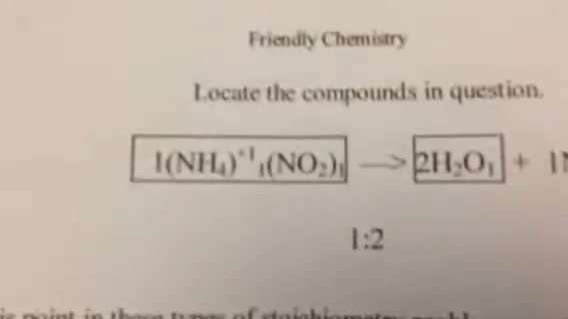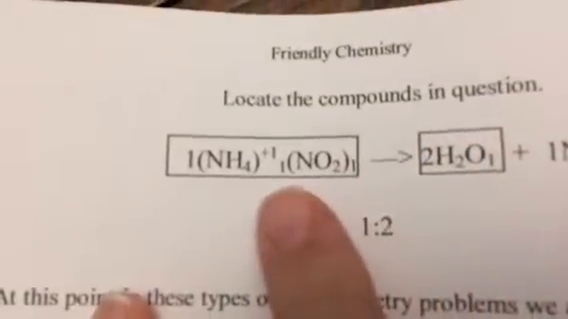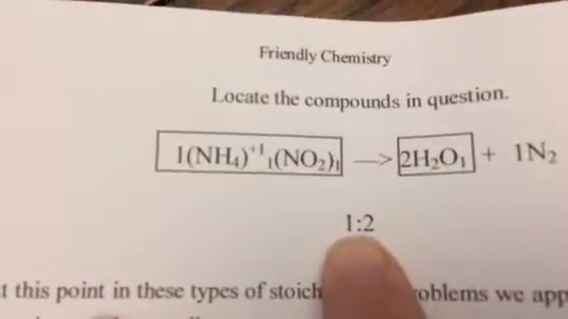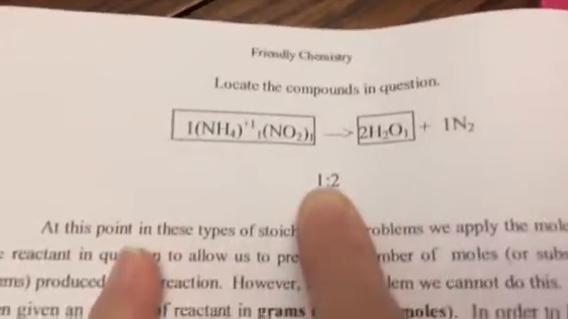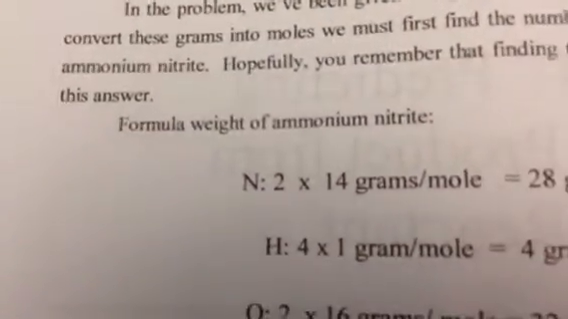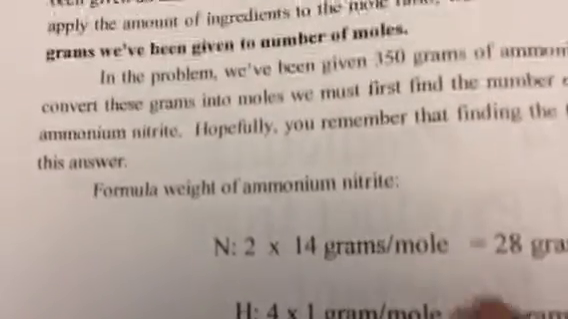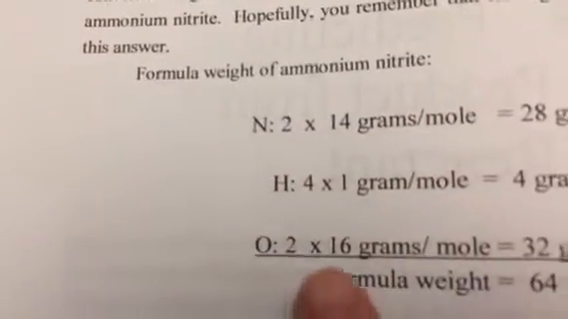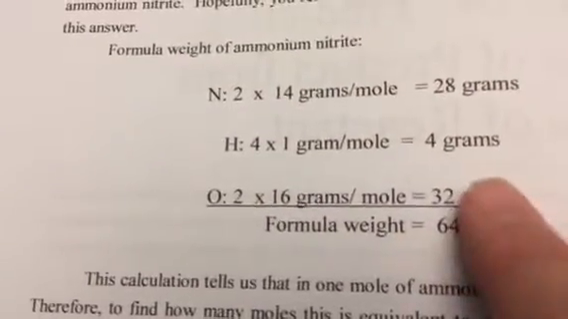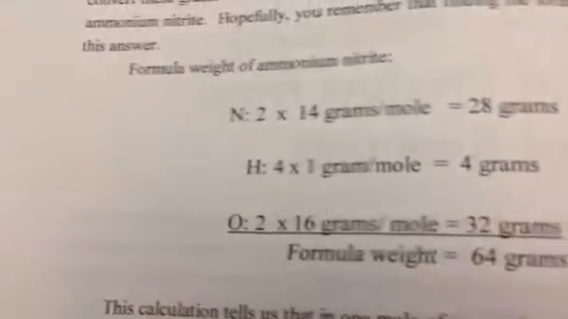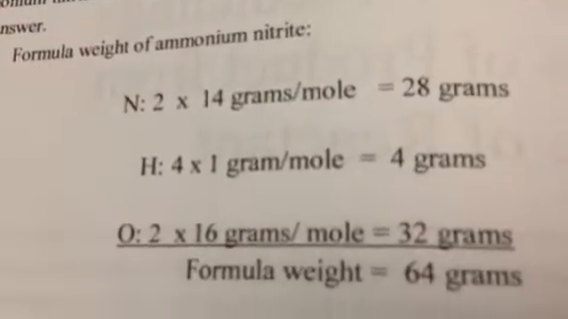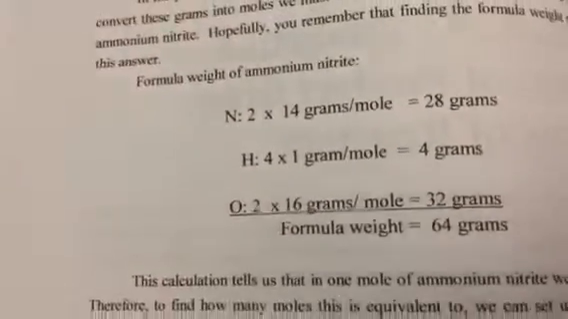Then we locate the compounds in question, the ammonium nitrite and the water, and we find that it has a 1:2 mole ratio. Normally we would apply the math here, but since we're looking at grams, we have to turn it into moles, and we know how to do that by finding the formula weight. So we break down the nitrogen, the hydrogen, the oxygen, multiply each by its atomic mass, and add it together, and we get our formula weight. Again, if you're still working on this, you can always put this on a scrap piece of paper for extra practice.